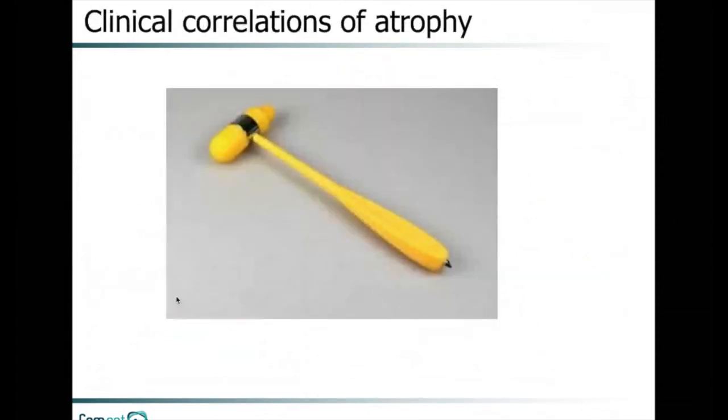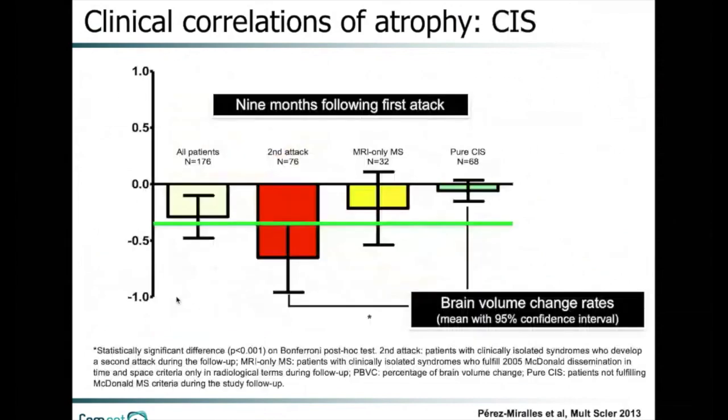So we know that there is this process of neurodegeneration going on, that we can measure this process, but is it relevant for our patient? And this is what I'm going to try and show in the next slide, the clinical correlations. This is again the same study that I showed you some slides before.